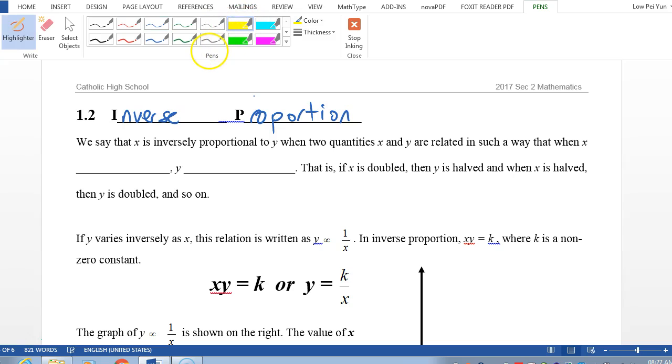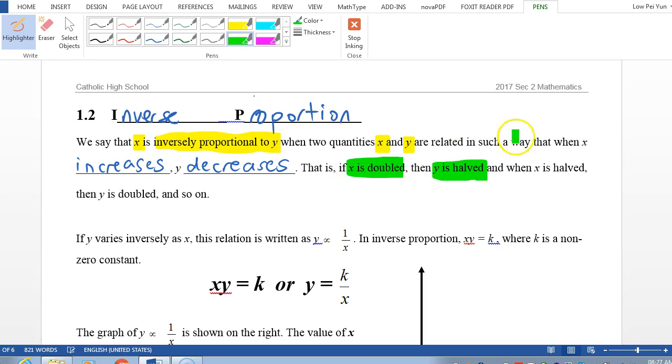Well, we say that if x is inversely proportional to y, then the two quantities are related in such a way that when x increases, then what about y? When x increases, y decreases. It is the other way. What does that mean? That means when x is doubled, y will be halved. And when x is halved, y is doubled, and so on. So now let me give you real life examples of what this means.